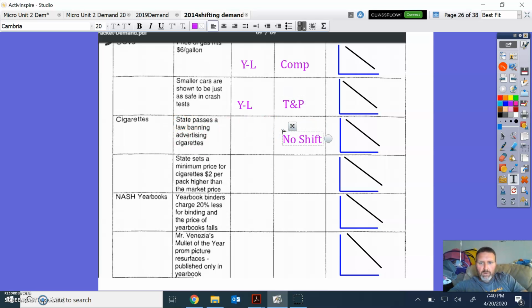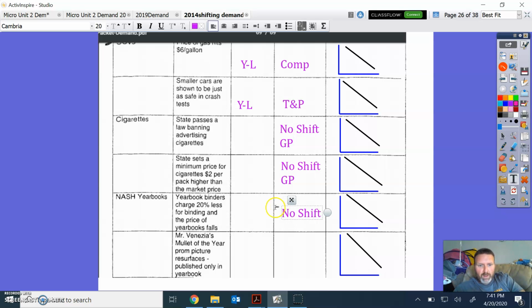No shift. Why? GP, government policy. States pass a law? No shift. Government policy. It's a supply thing. Yearbook binders charge 20% less for binding, and the price of yearbooks falls. The price of yearbooks. No shift.